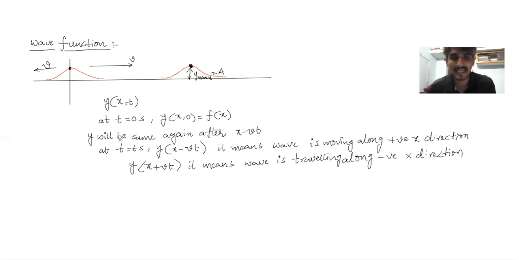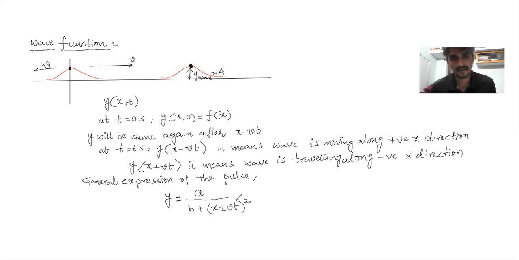Now I am going to explain this entire thing by taking the general equation of the pulse. Observe this carefully. The general expression of the pulse, that is y is equal to a by b plus x plus or minus bt whole square. This is the general expression of the pulse here.